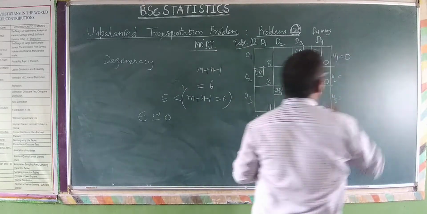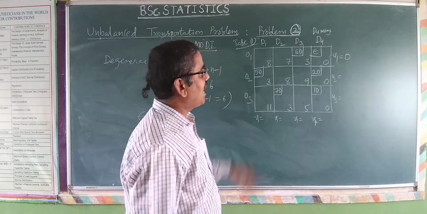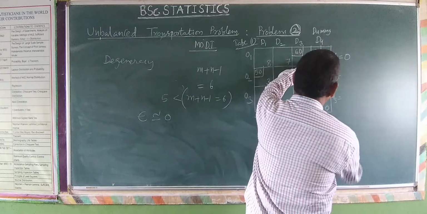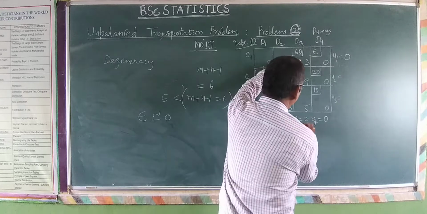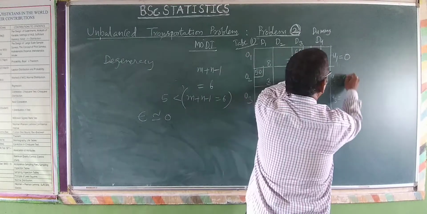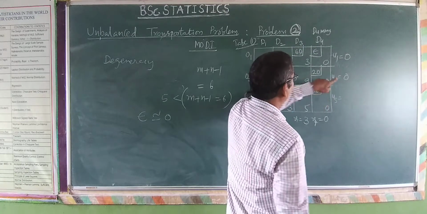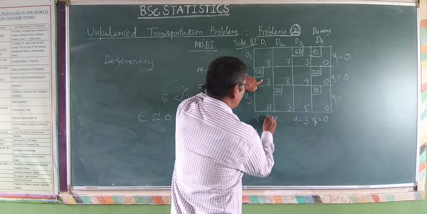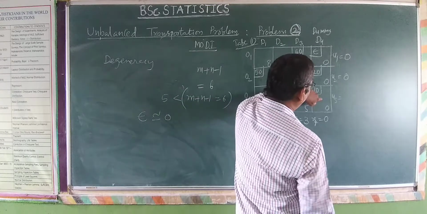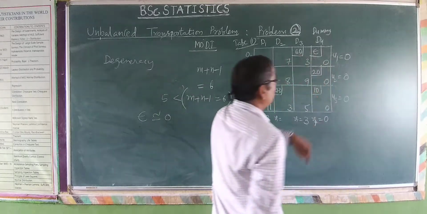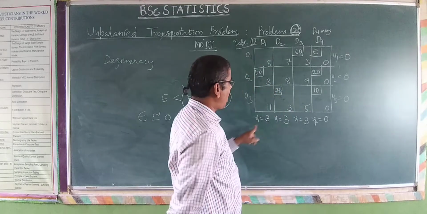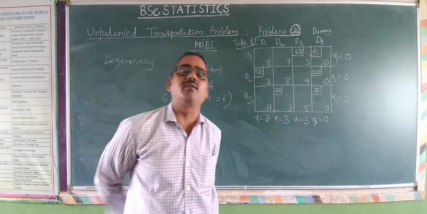Consider u1 is equal to 0 and calculate all UiVj values. So this is one basic cell, therefore it is 0. This is another basic cell, therefore it is 3. Again, you consider this is a basic cell, so hence it is 0. 0 plus 0, hence it is another basic cell, 0 plus 3. Then again this is another basic cell, 0 plus 0, and this is another basic cell, this is the value of 3. So all UiVj values have been determined.